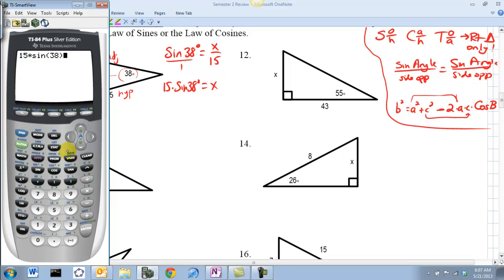Uh-oh, I better check something. Always want to make sure that my calculator is in the right mode. Okay, radians, degrees. I want degrees. That's good. It's highlighted, so I'm okay.